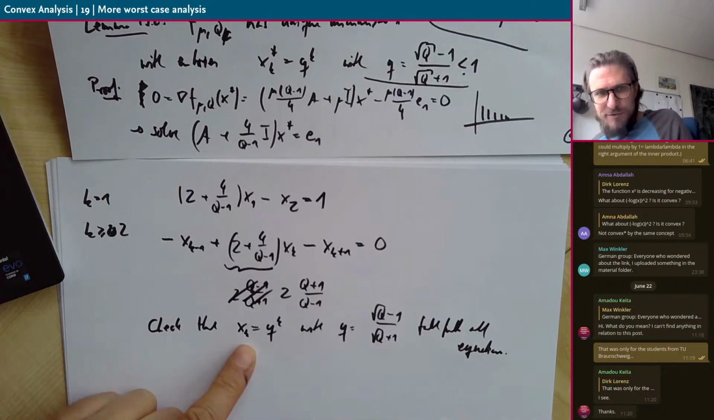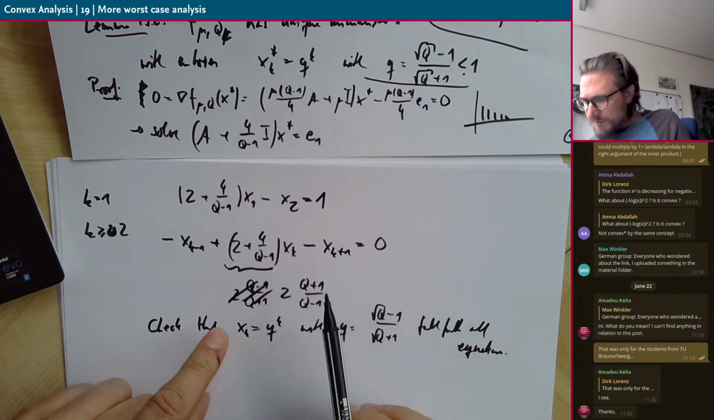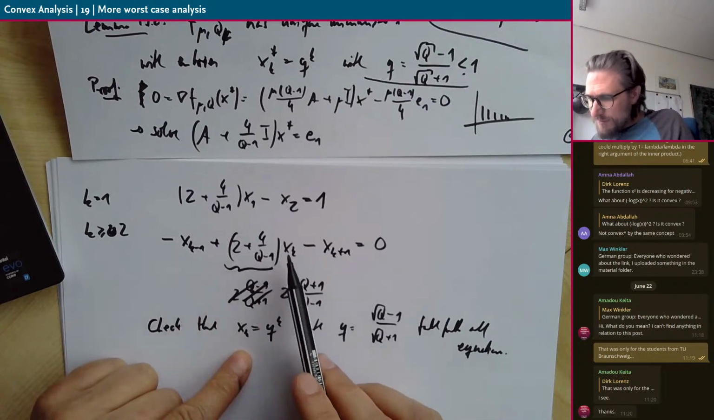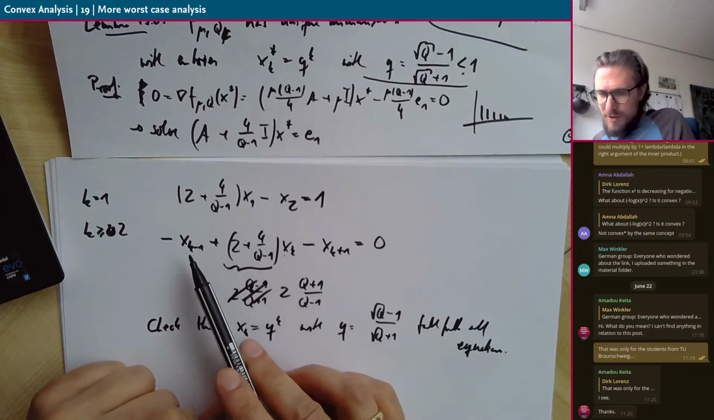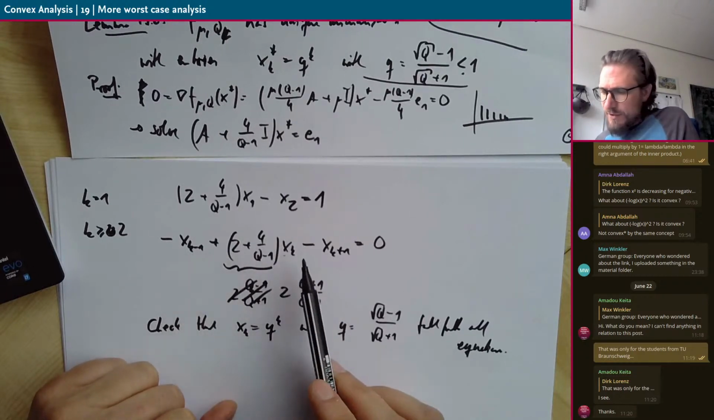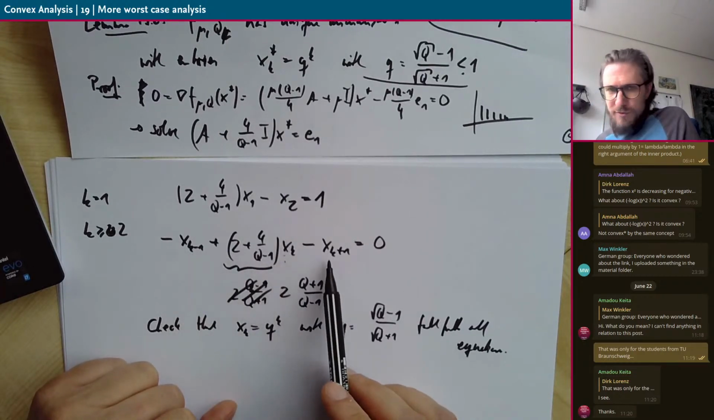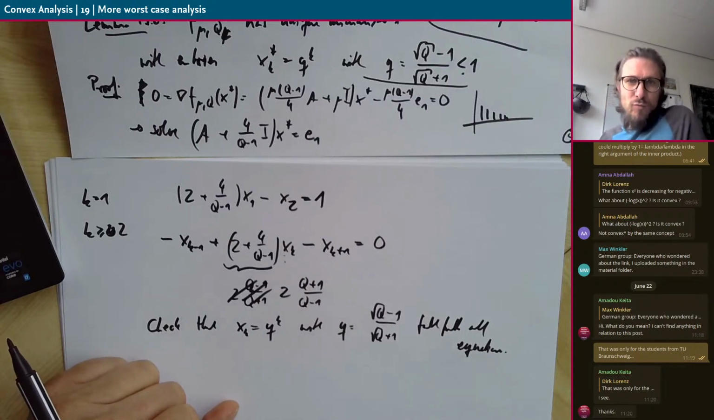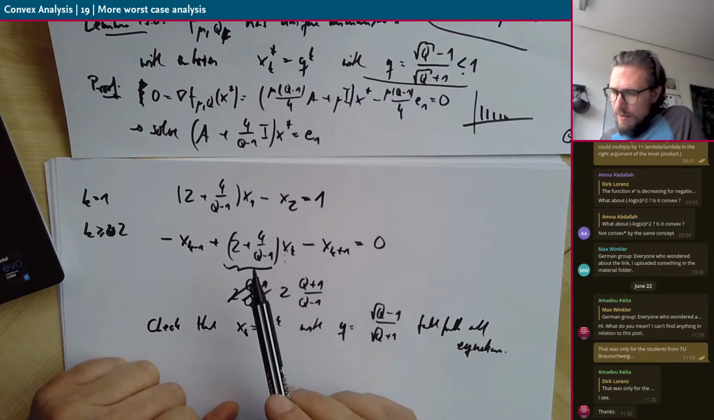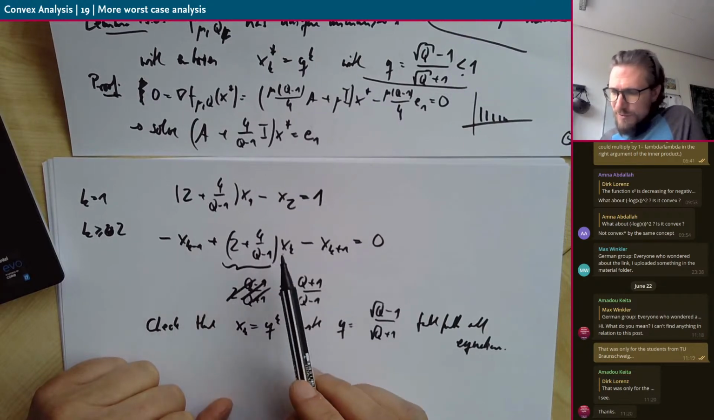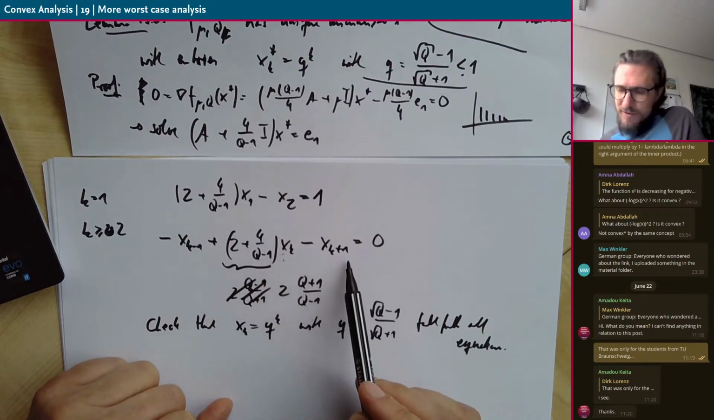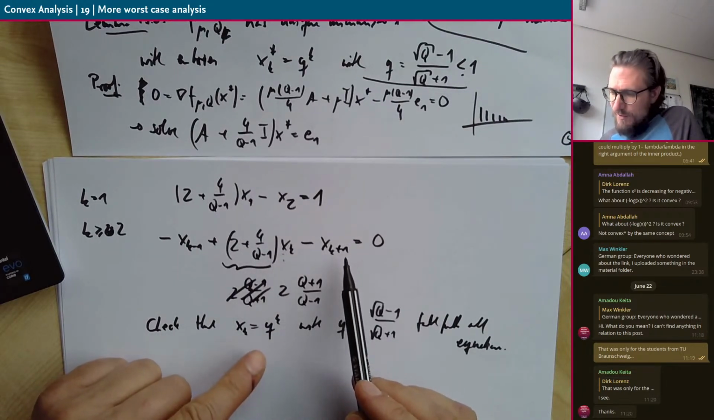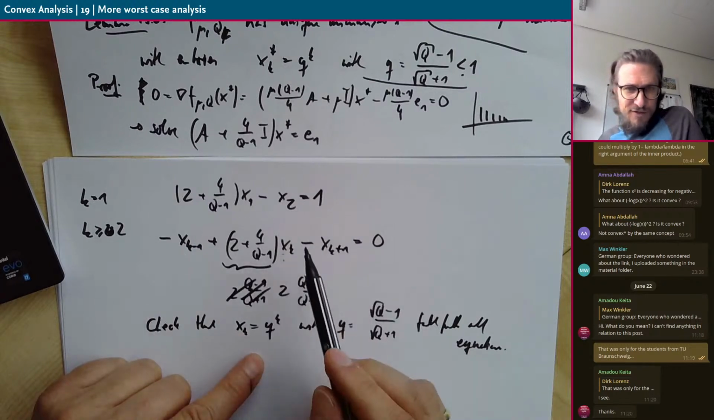So one thing you notice, why this is not so difficult: if you plug in q to the k over here, then you get q to the k minus 1 here, q to the k here, and q to the k plus 1 here. Then you can factor out the q to the k minus 1, and here just q to the 0, q to the 1, and q to the 2 is left. So then you only need to show that q fulfills the quadratic equation.